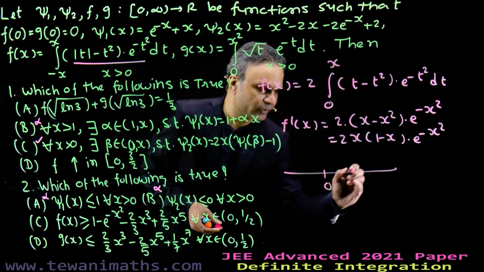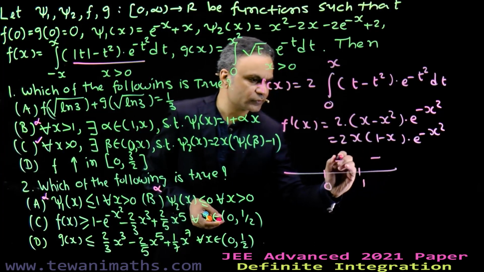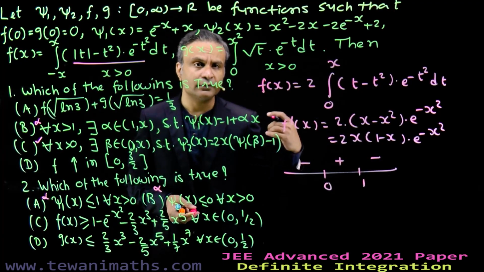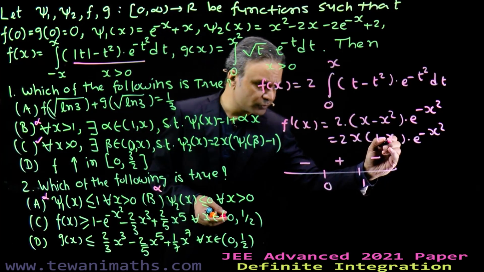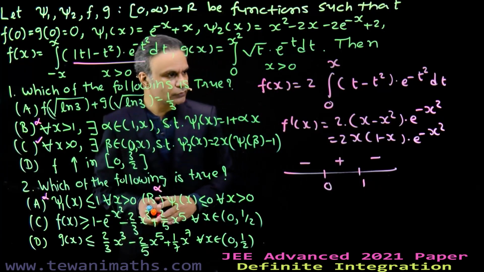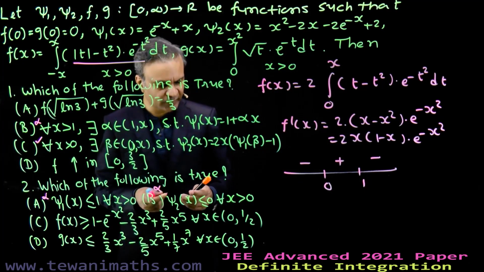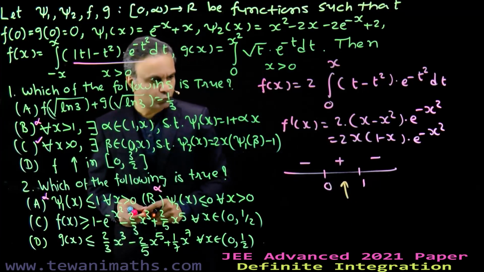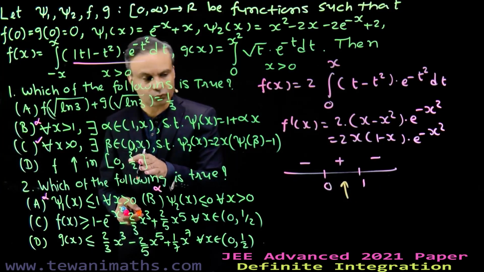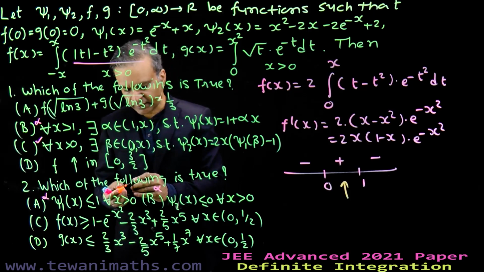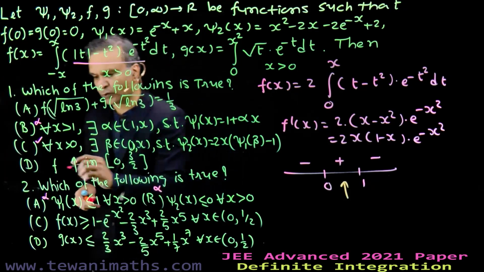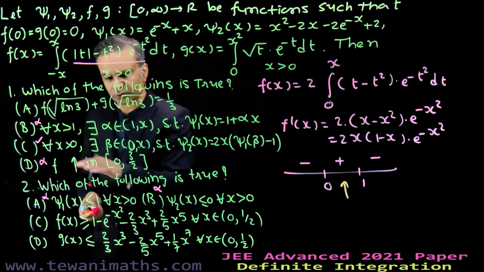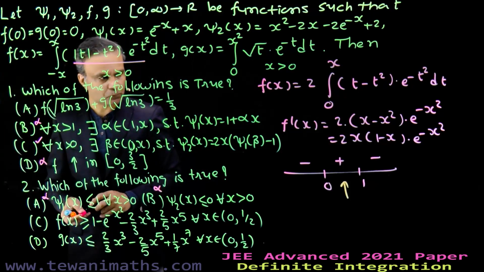We have critical points 0 and 1. Signs will be minus, plus, minus, because here the coefficient of x square is negative. Here the coefficient of this x is negative, okay. So function increases here in the interval 0 to 1, okay, but here the interval is 0 to 3 upon 2. So definitely this option is false, okay. The simple option, we check it first, okay. So this option is rejected.